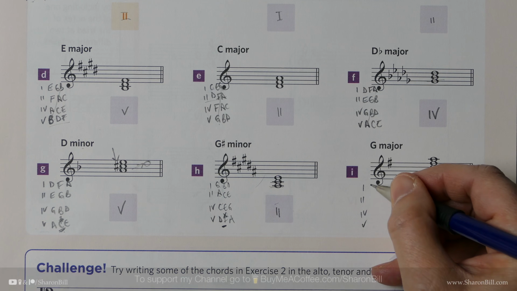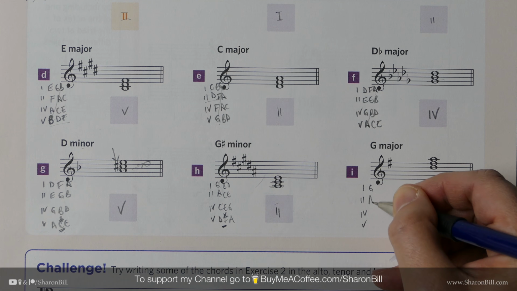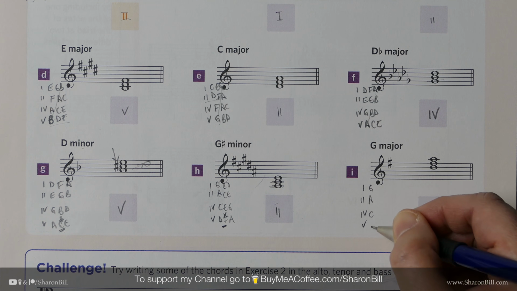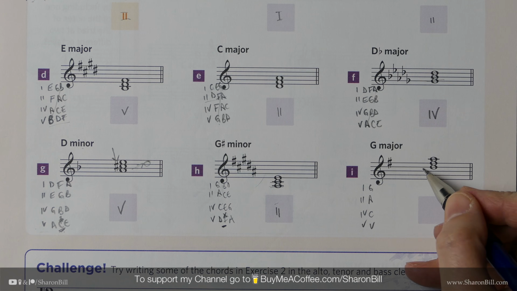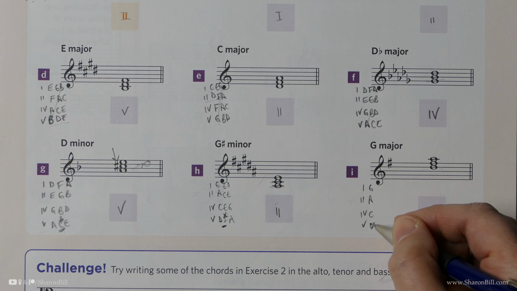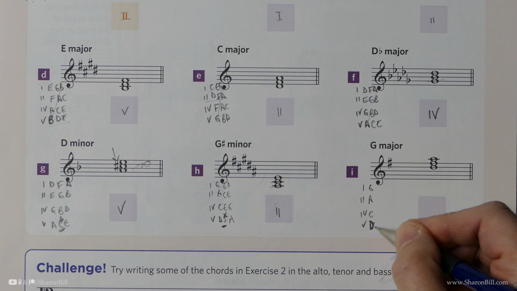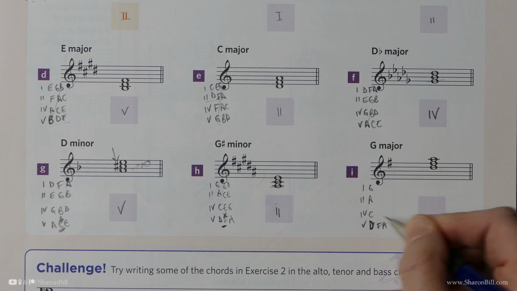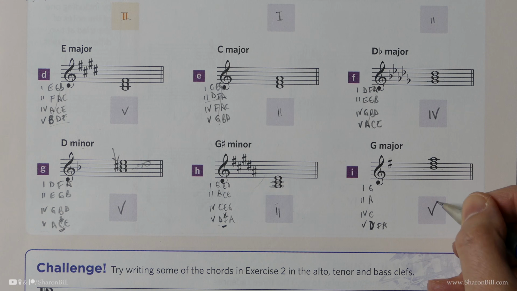And so we can see it's built on 1, 2, 4 and 5. And here we have D, F, A. G, A, B, C, D. And we know that chord 5 is D, F, A. We've already written those out. So there's chord 5.